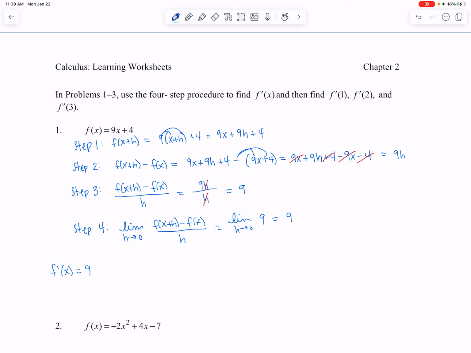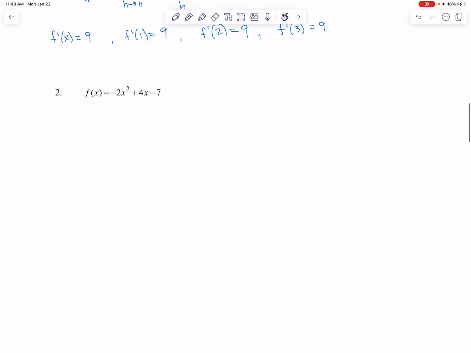And now we want to find f prime of 1. So f prime of 1, well, if I plug in a 1, I'm still going to get out a 9. If I plug in a 2, f prime of 2, I'm still going to get out a 9. And if I plug in a 3, f prime of 3, I'm still going to get out a 9. So we've got 9s.